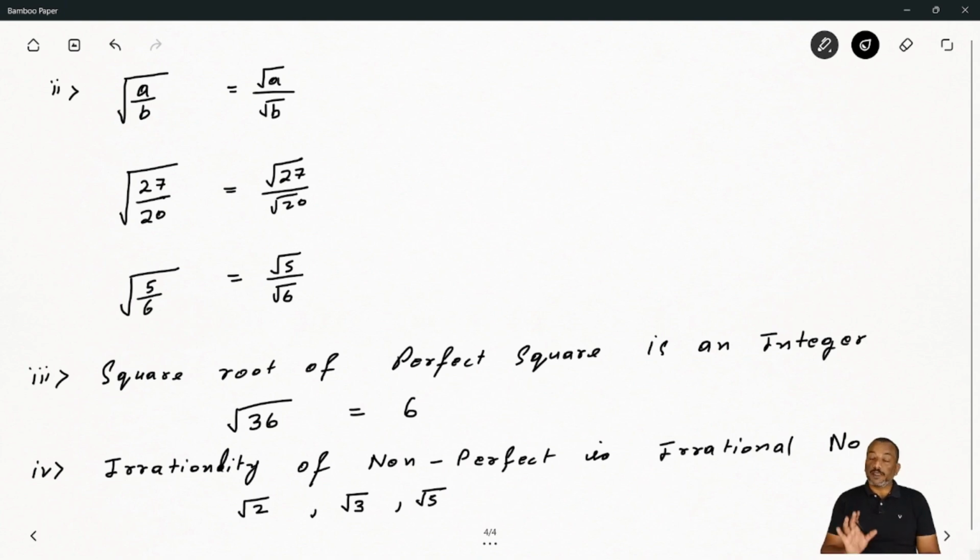So these are the four properties you have for square roots, okay. Now we will see the properties of squares, okay.